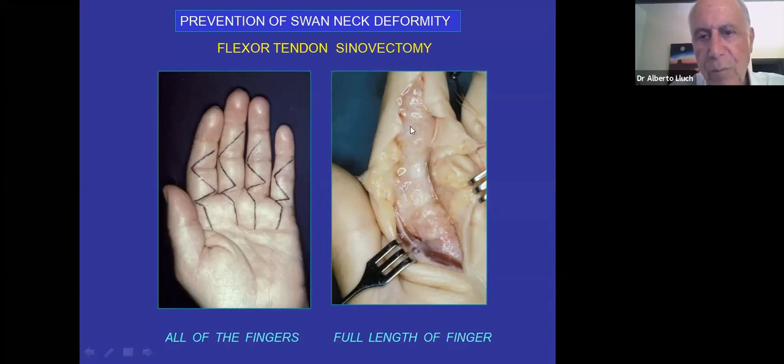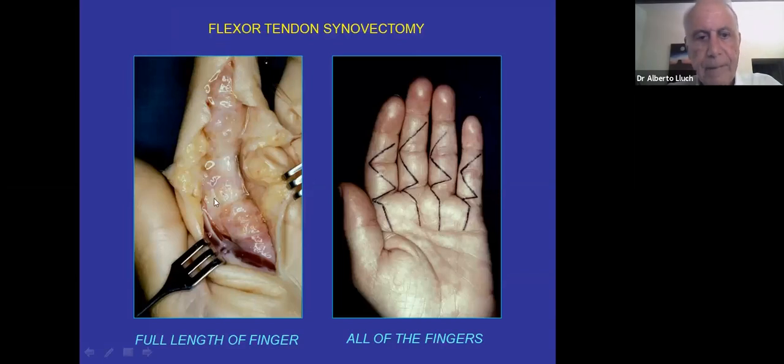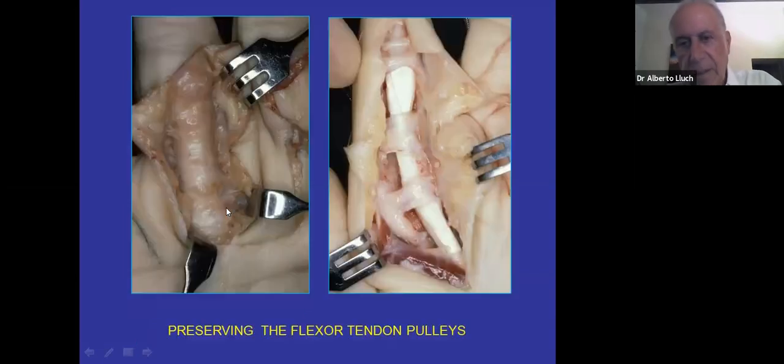And also it should be done in the entire length of the finger, from just at the level of the DIP joint, a little bit proximally. You don't need to go distally up to the palm of the hand. Then we should preserve the flexor tendon pulleys.